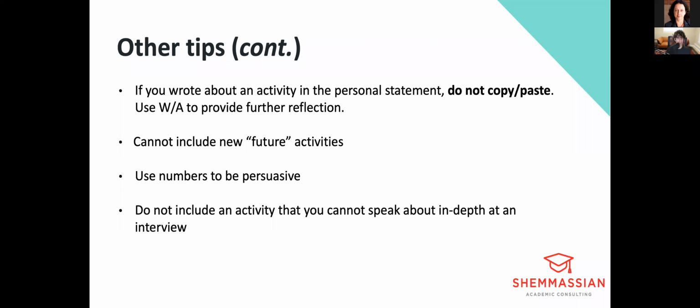And then we talked about this before about new future activities. Use numbers to be persuasive, right? If you did some fundraising and you raised $50,000, well, that's different from making a few hundred from a bake sale. So highlight actual tangible impacts when you can. And then do not include an activity that you cannot speak about in depth during an interview. Good one. What this means is, essentially, everything you write in your application is fair game. You can be asked about it, you can be grilled about it. So make sure these are things that you feel comfortable discussing.